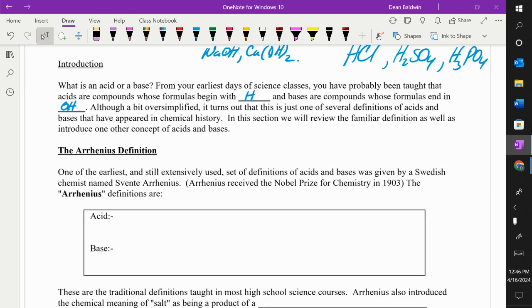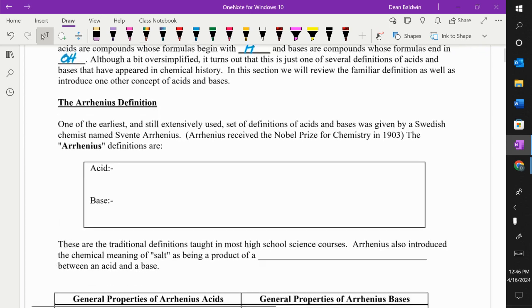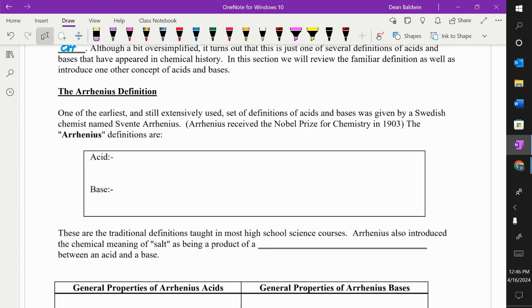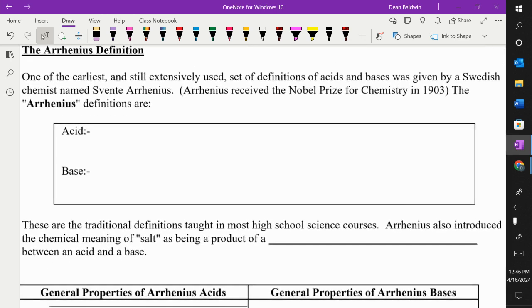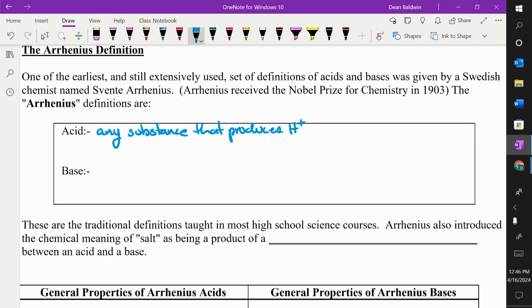So now there's a couple of other definitions of acids. The Arrhenius definition, and we still use this. We're going to focus on something else that we call Bronsted-Lowry later on. But an acid is any substance that produces H plus ions in water.